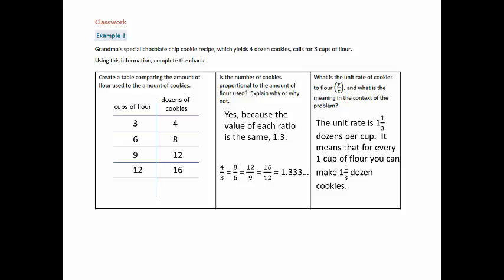Let's take a look at the next 3 boxes. In the third box, we want to model the relationship on a graph. First, we need to label our graph. We need to label the x-axis and the y-axis. The x-axis is cups of flour, and I numbered mine by 5s, but every line still equals 1. On my y-axis, I have dozens of cookies, and again, I labeled them by 5s, but each mark still equals 1 here.